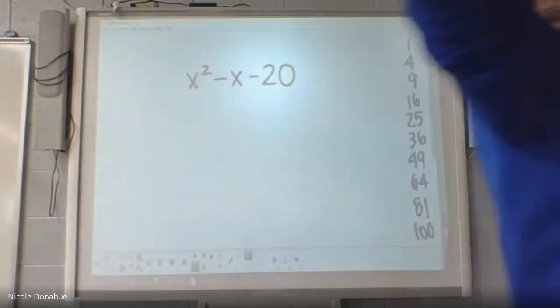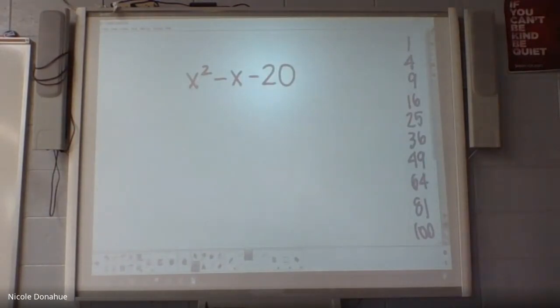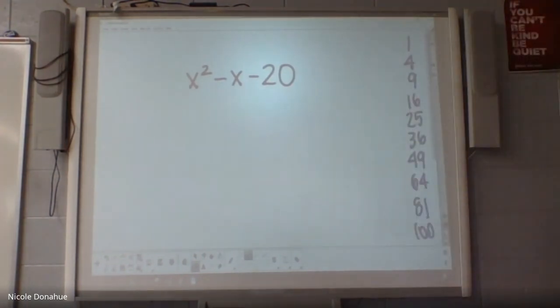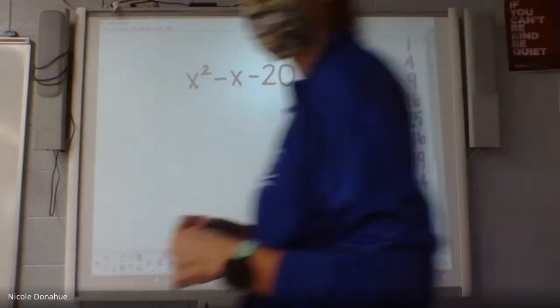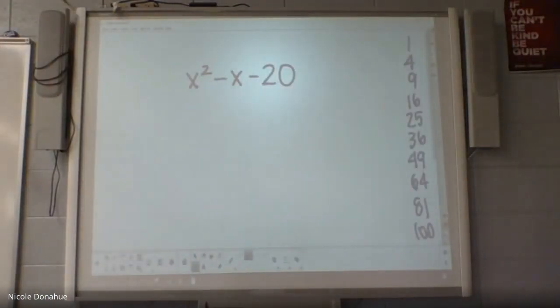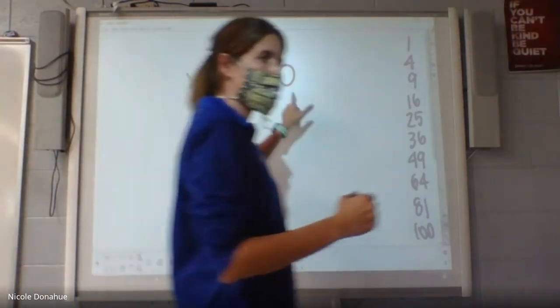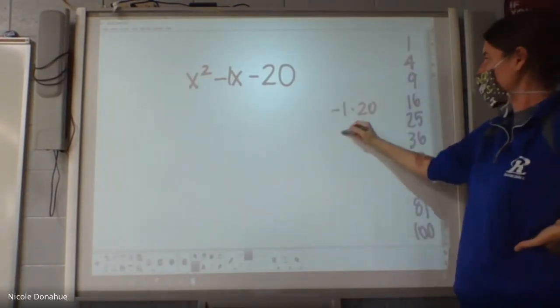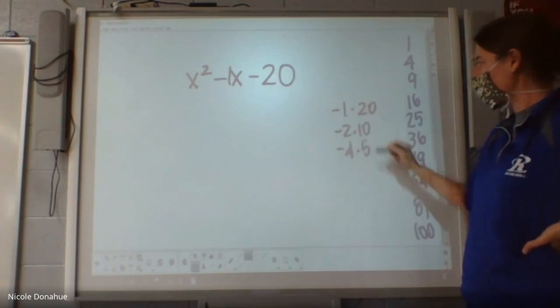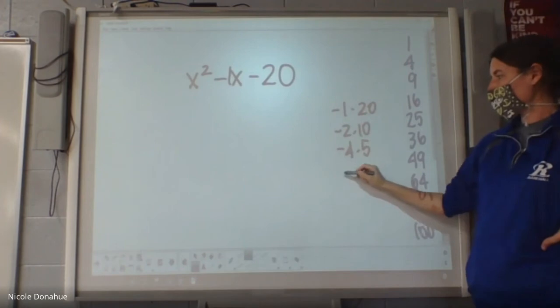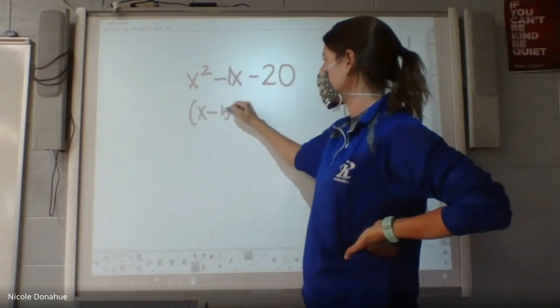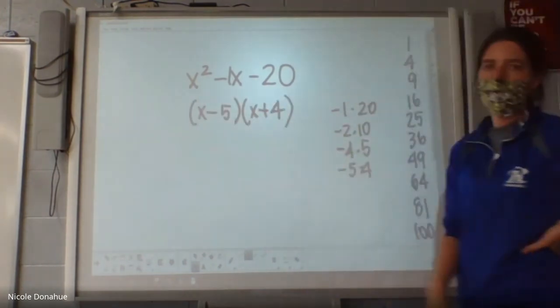But this needs to be a negative 1. So in this case, there's a negative 1 here. I want to multiply to get a negative 20, but when I add them, they should be a negative 1. So if I do negative 1 and 20, negative 2 and 10, negative 4 and 5, that'll give me a positive 1, but I want it to be a negative, so I can also flip that. And so it's going to be x minus 5, x plus 4. Okay?